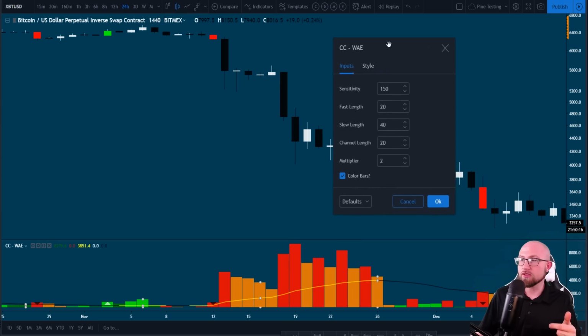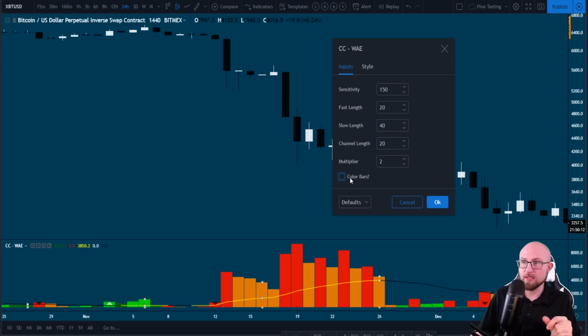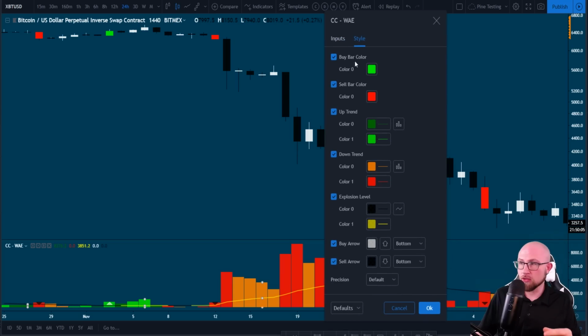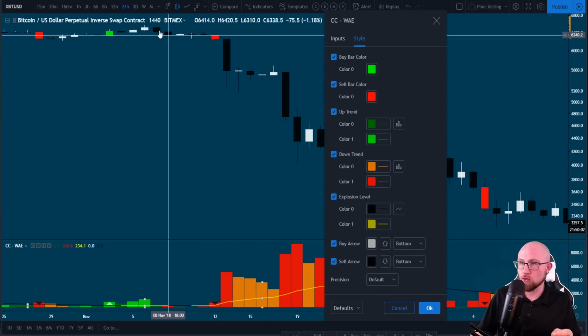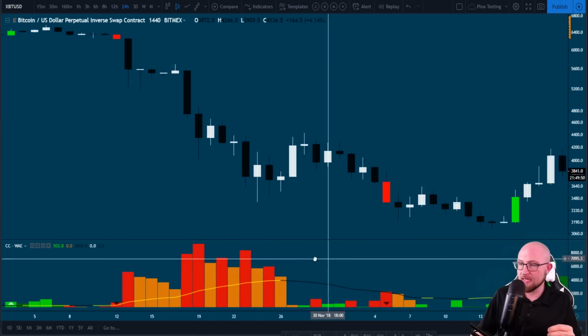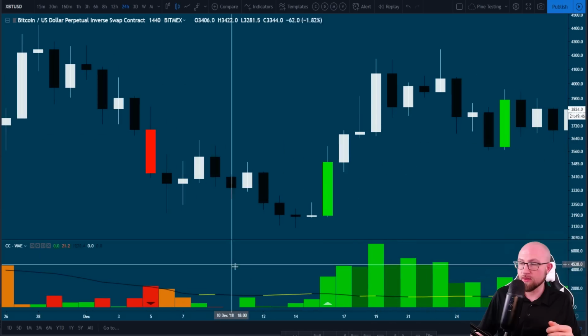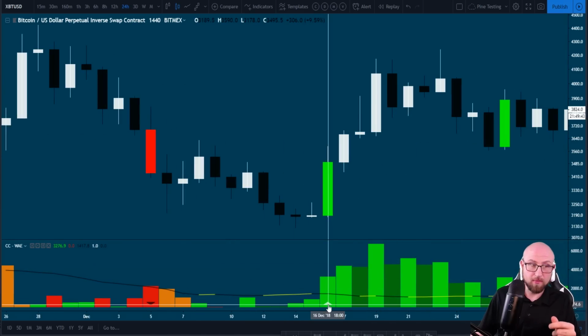Now, if you want to rely on your own and you do not want the bar repainting and coloring, you can just simply unselect that right here in the input window. Going over to style, you guys can change the color of the buy bar color, the sell bar color. That's going to correspond to these colors right here. You can change the color of the uptrend, as you can see here, and the downtrend. You can change the colors of the explosion level. And as you'll also see, we have buy and sell arrows indicated down here. Actually, in the indicator itself, it will print a black arrow when there is a sell and a white arrow when there is a buy.